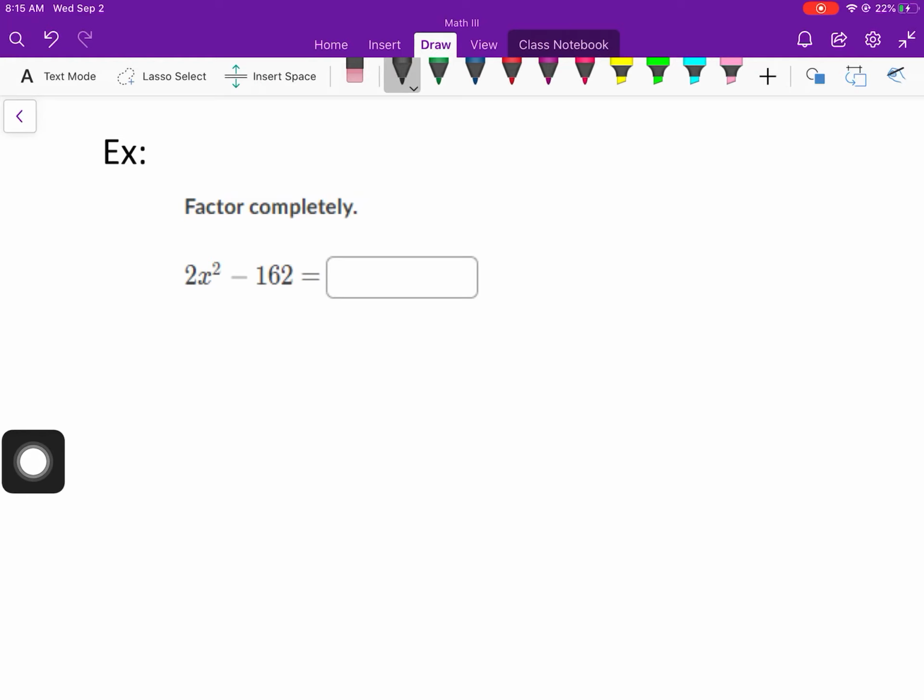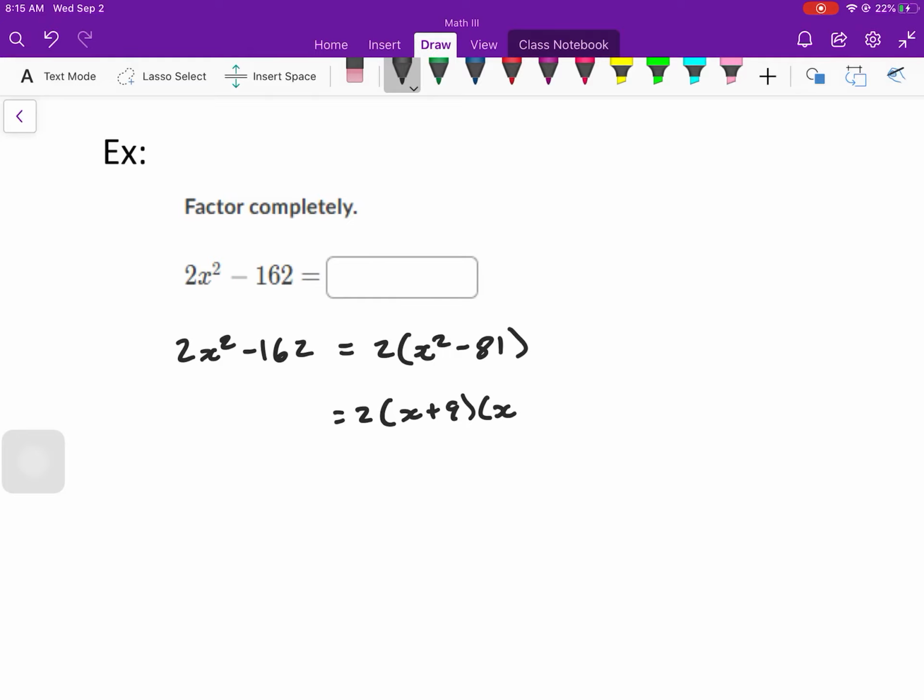And this one here, same idea. We're going to go ahead and factor out the 2. So I'll get 2x squared minus 162 equals 2 times x squared minus 81. And that's going to be 2 times x plus 9, x minus 9.